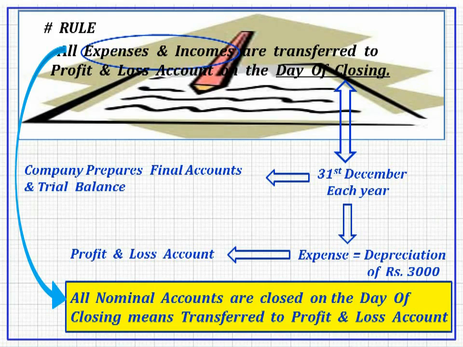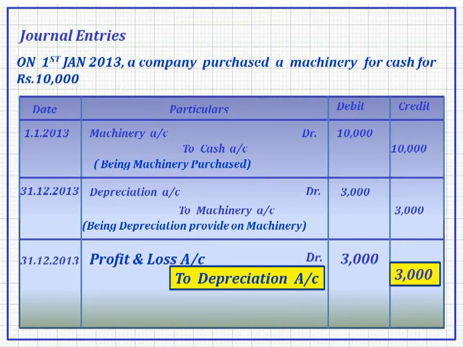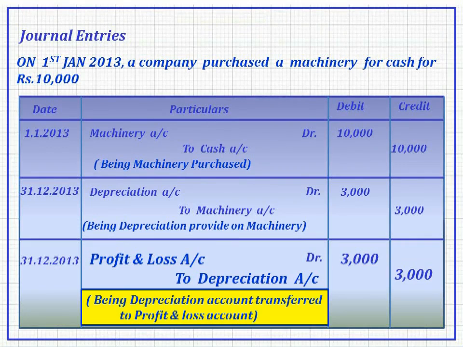So recently we have debited depreciation account, now it will be credited. So what will be the debit? That will be profit and loss account debit 3000 to depreciation account 3000. And the narration will be being depreciation account transferred to profit and loss account. So in this way, depreciation account has been closed.